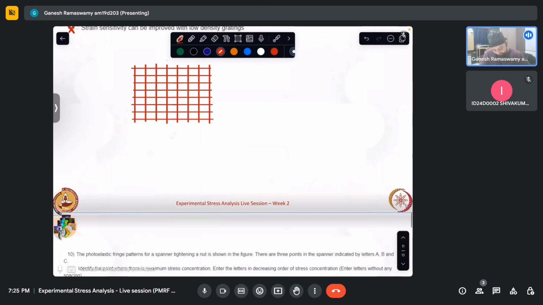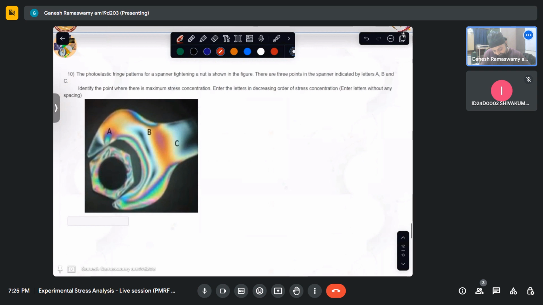Okay, so let us look at the next question. Photoelastic fringe patterns for a spanner tightening a nut are shown in the figure. There are 3 points in the spanner indicated by the letters A, B, and C. So we have a letter A here, B here, and C here. Identify the point where there is maximum stress concentration. Enter the letters in decreasing order of stress concentration. So essentially what we are saying is, whichever is max, mid, and minimum is what we are trying to ask among these three.